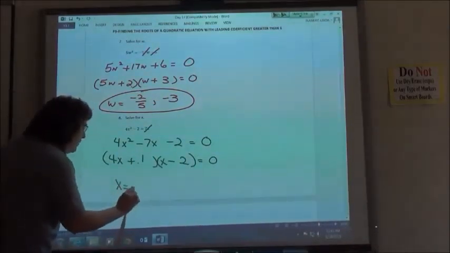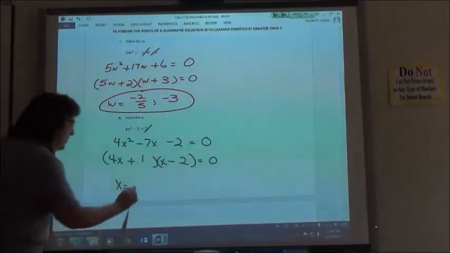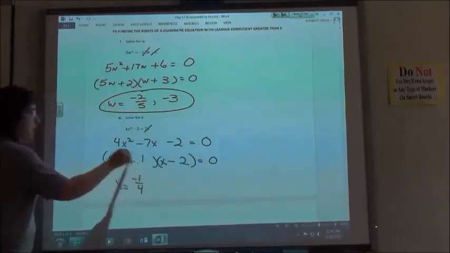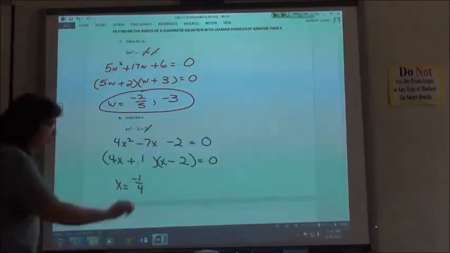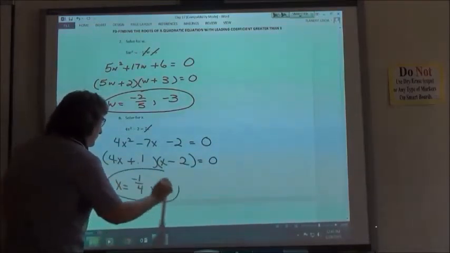So if we solve the first one, x would equal -1/4, because we have to subtract the 1 and divide by the 4. And the second one, 2, because we just add the 2.